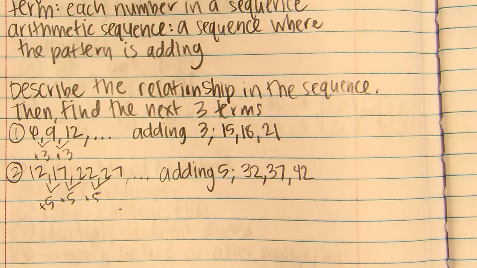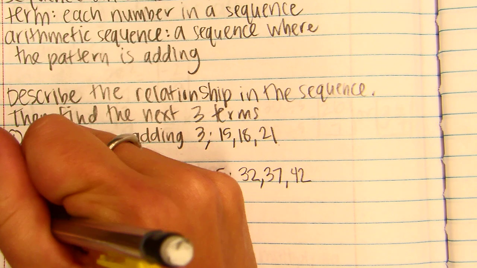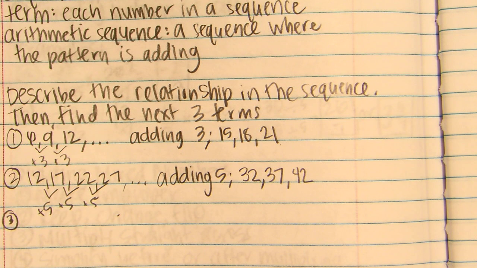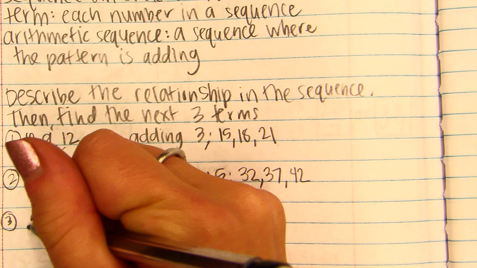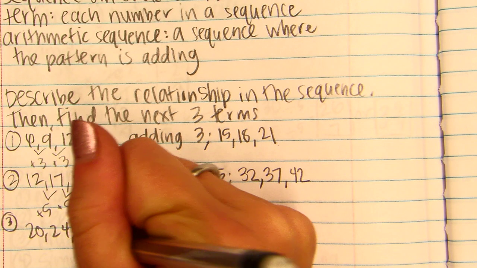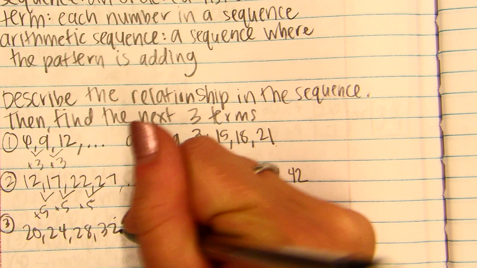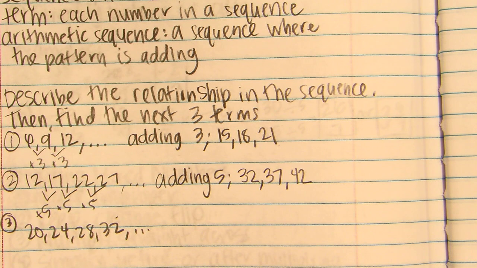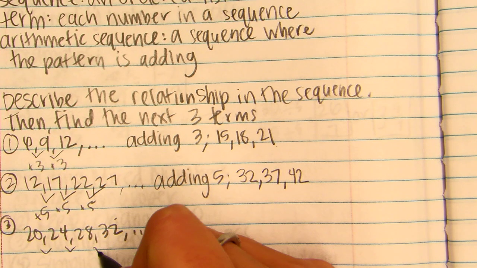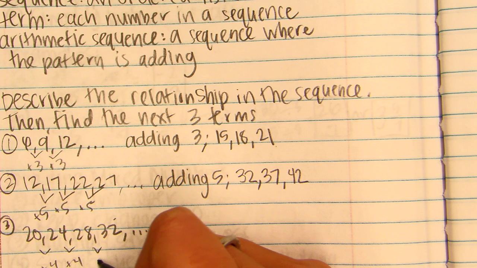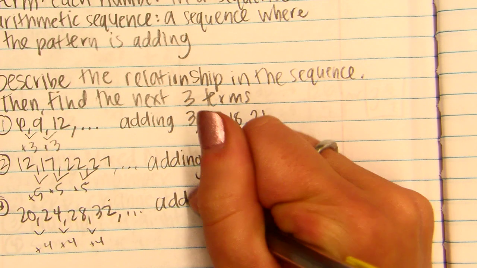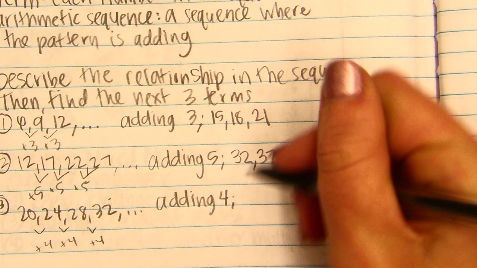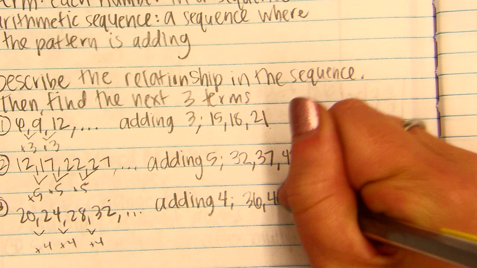Okay, let's do one more of these. The third one will be 20, 24, 28, 32. So we have to say the pattern on this one is adding 4. Oops, let me move it up. So the pattern is adding 4. The next 3 terms would be 36, 40, 44.